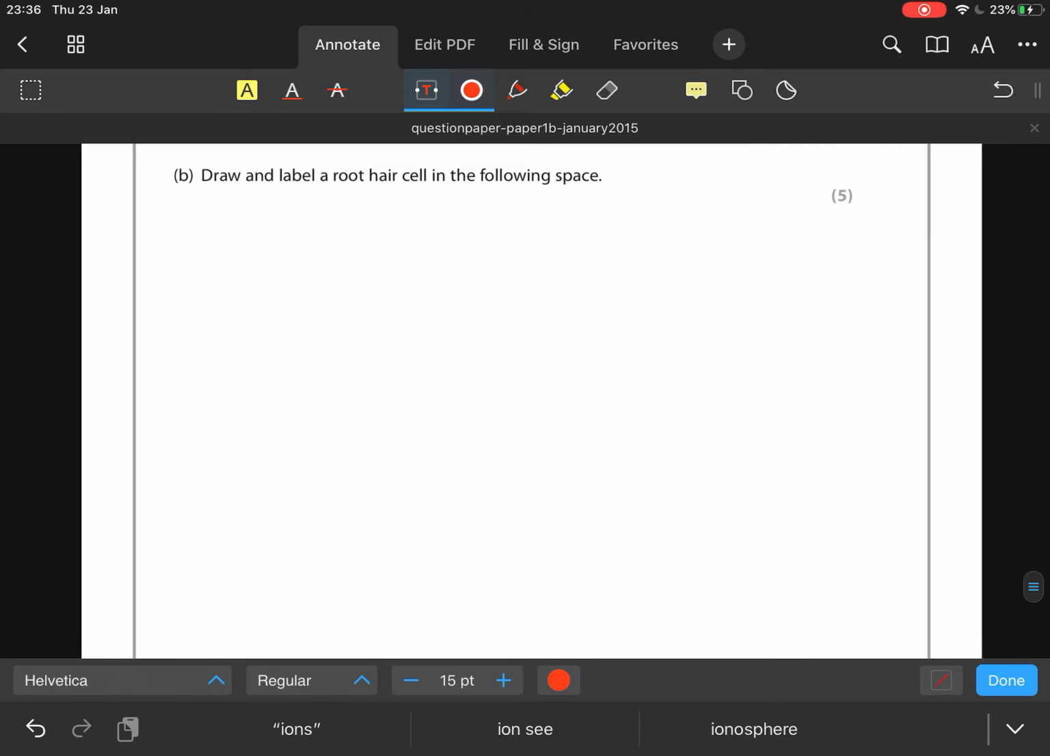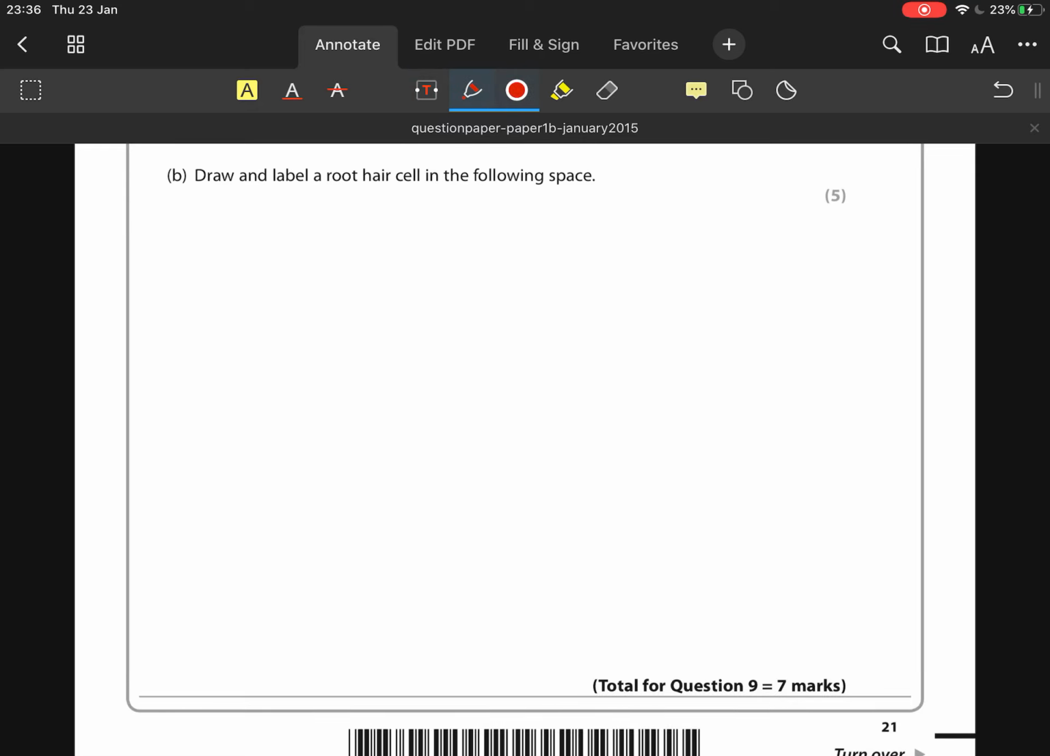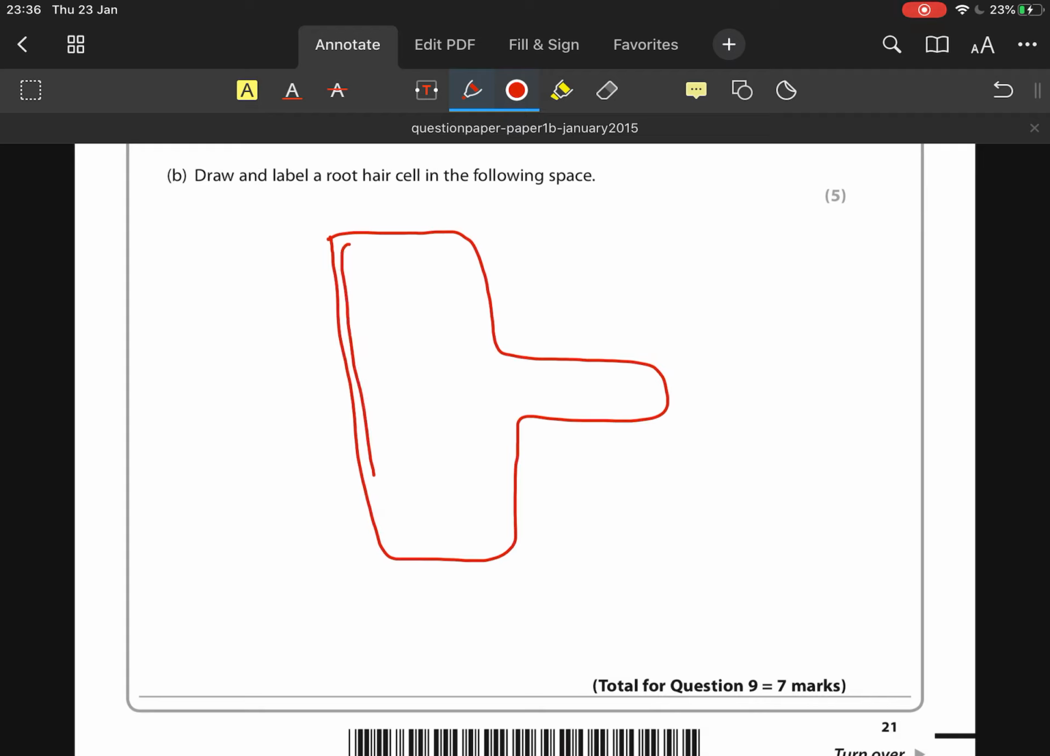Next part here, draw and label a root hair cell in the following space for 5 marks. Really nice 5 marks to achieve here. So let's have a quick go at labelling what we need. Well, we got 1 mark for giving the overall shape of a root hair cell, the shape with this projection coming out here. You then got all the remaining marks for what you put inside that root hair cell.